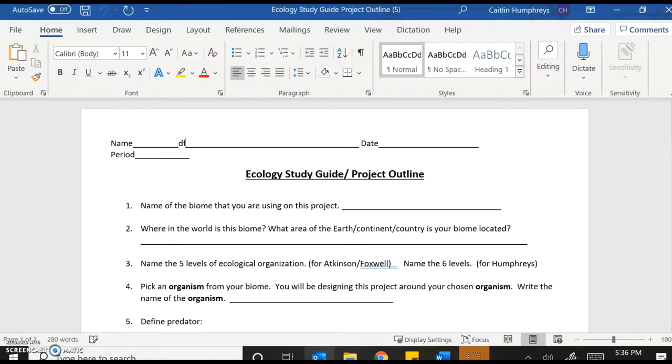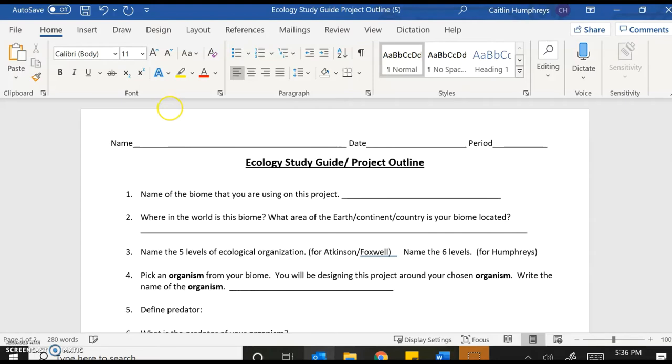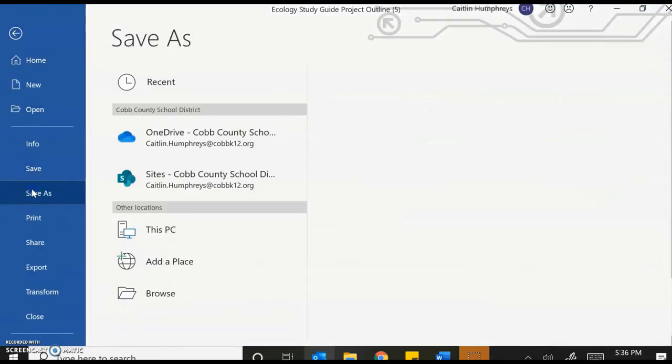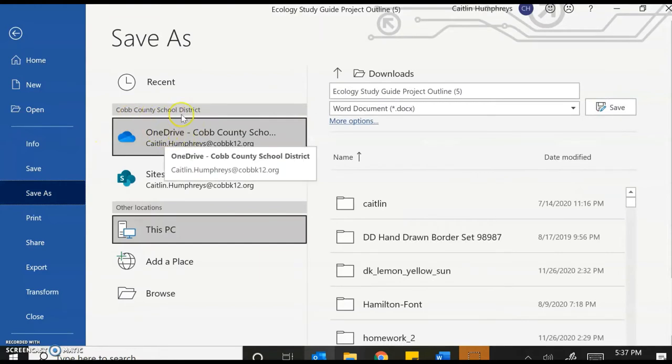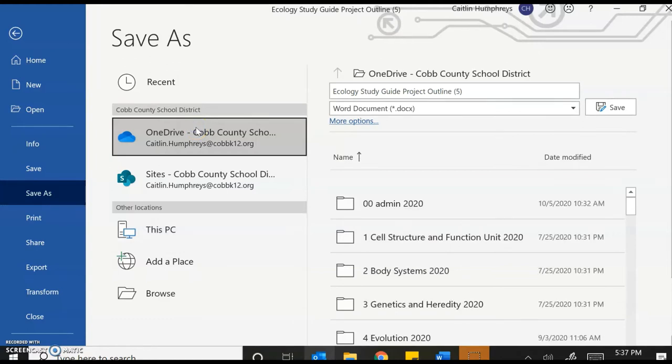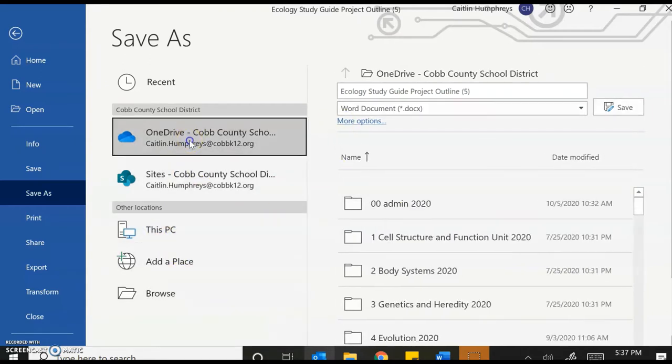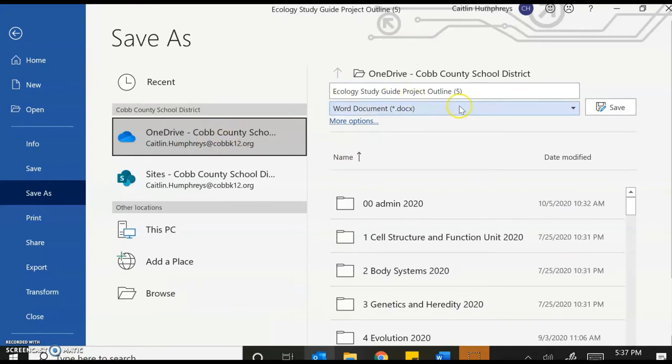So the very first thing we do is write our name. So we're just going to pretend Ms. H. And then we file, save as. You want to save things on this OneDrive. This OneDrive is given to you by the school, and that saves everything in one location on the internet. It's not saved specifically to your computer, so if you switch computers, you would lose it. It's in the internet, so you can access that anywhere.